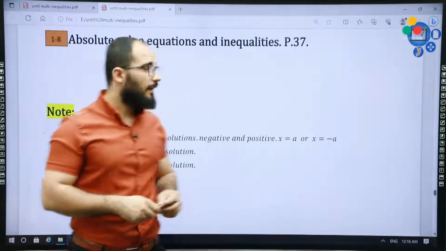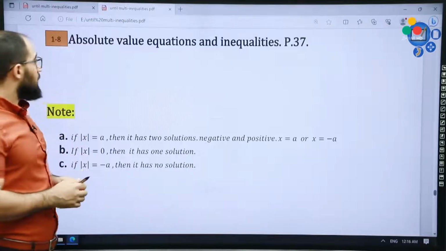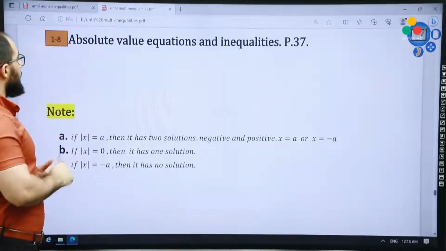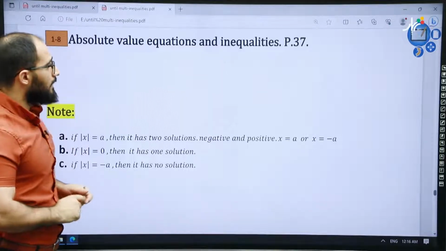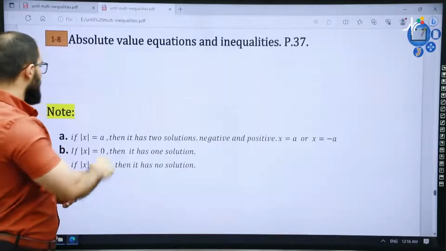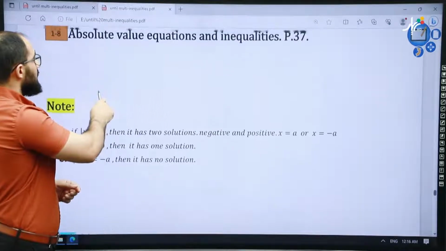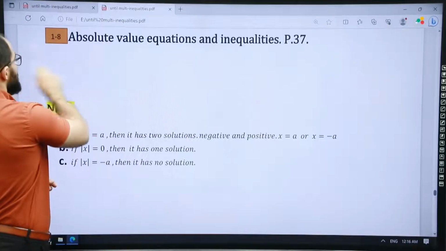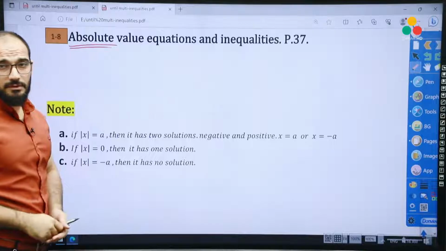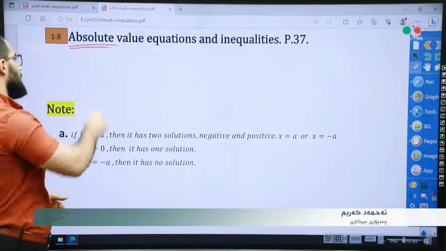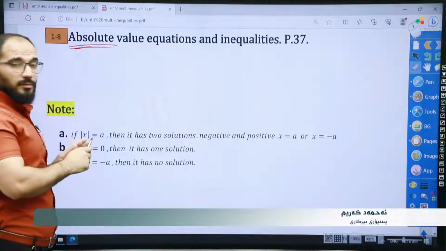So today we have a new subject and it is the last subject in chapter 1. It is section 8, absolute value in equations and inequalities. So first thing we have to know about this subject is, what is absolute value? Absolute value is a distance from the origin.